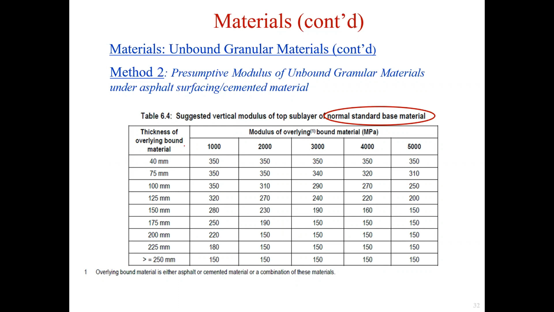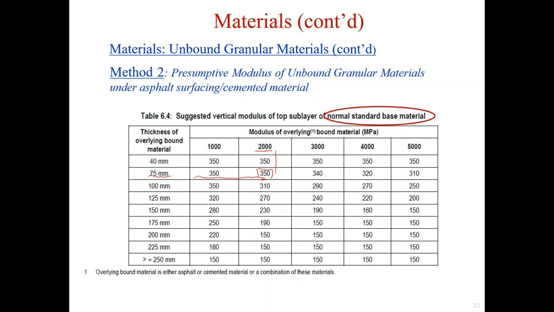The first column in the table is the thickness of overlying bound material, and the second row is the modulus of overlying bound material. If the thickness of the overlying bound material is 75 millimeter and the modulus of overlying bound material is 2000 megapascal, then the vertical modulus of the top sublayer of normal standard base material is 350 megapascal.